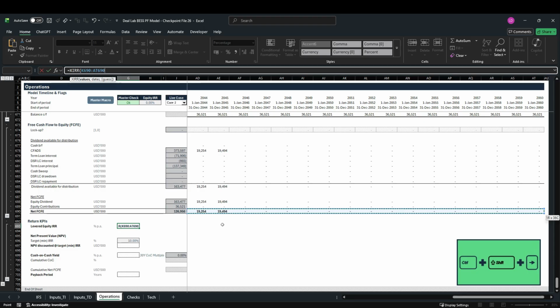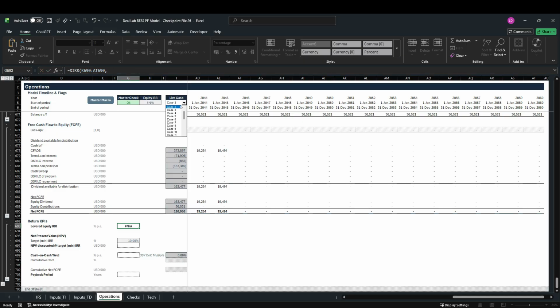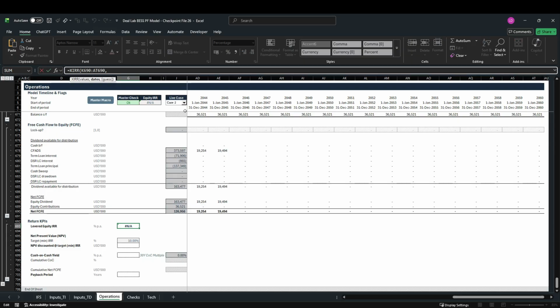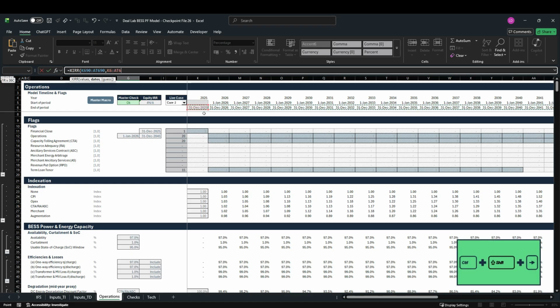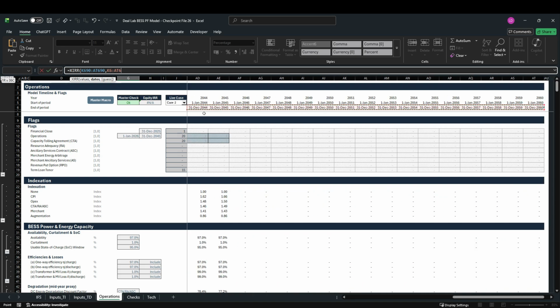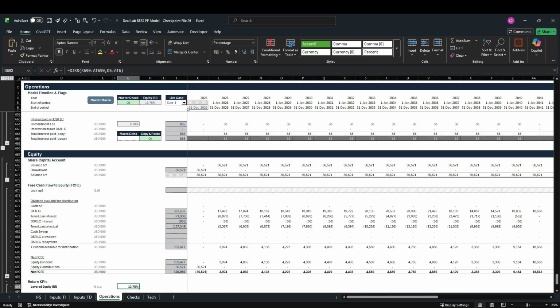So mark this whole row up to AT690, comma, and for our dates, it's important that we use our end of period dates. So make sure that you pick up the end of period dates, because this is when we assume the cash outflows and the inflows actually to occur. And since it's a yearly model, we always pick up the end of year value. So mark all of these cells. We don't need an input for our guess. So just close parentheses, hit enter.